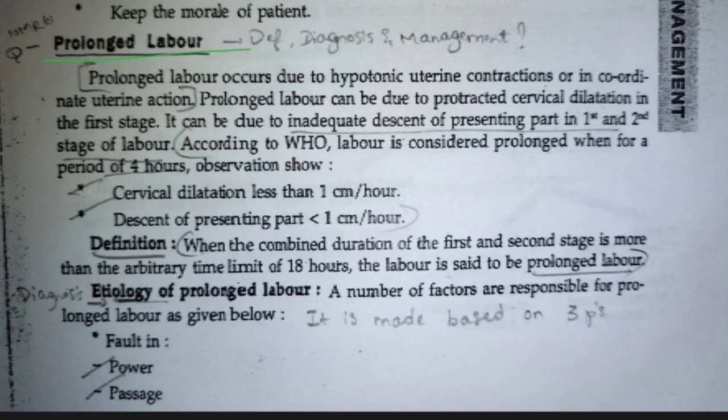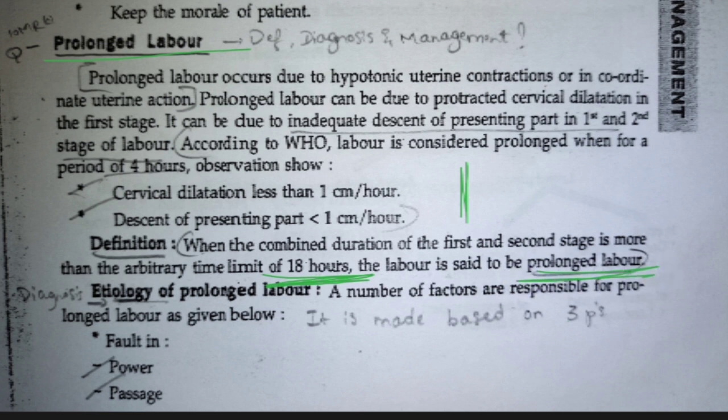Prolonged labor. This labor takes more time than normal labor takes. For example, generally a normal delivery should occur within 18 hours. That is, if a woman gets her labor pain now, within the next 18 hours she should give birth to that baby. If it is taking more than 18 hours, then automatically it's a prolonged labor.